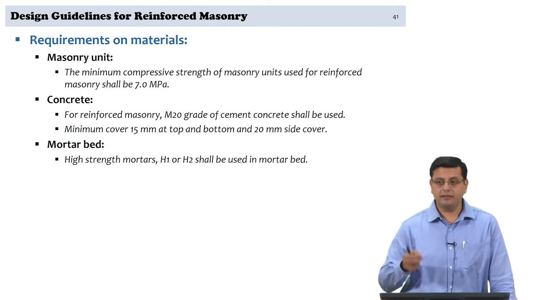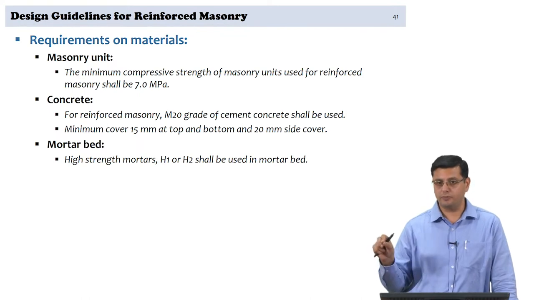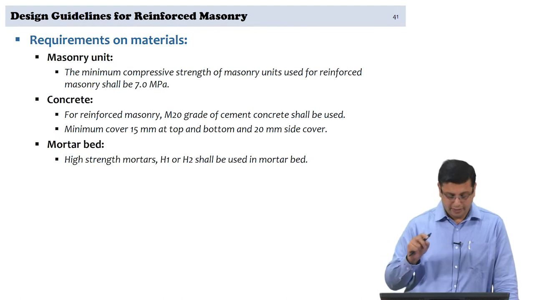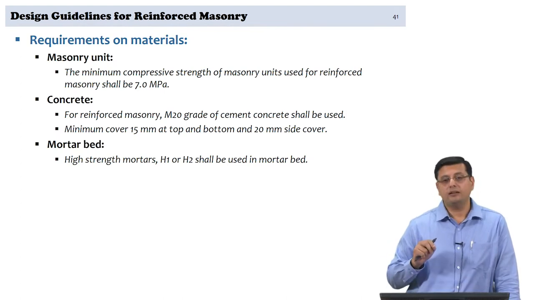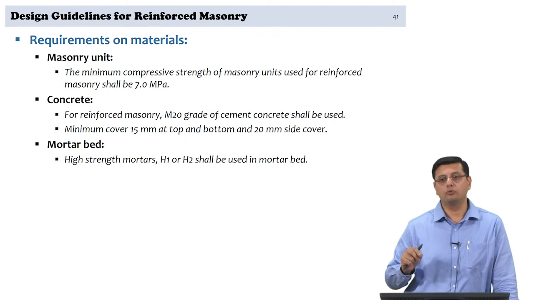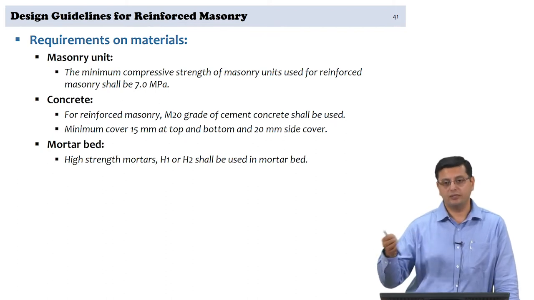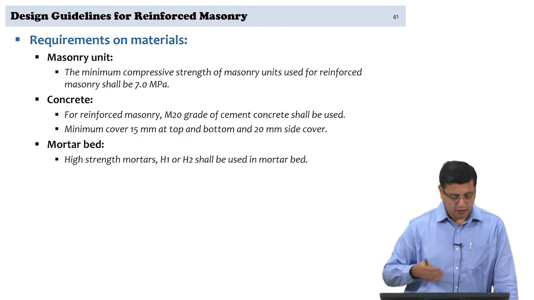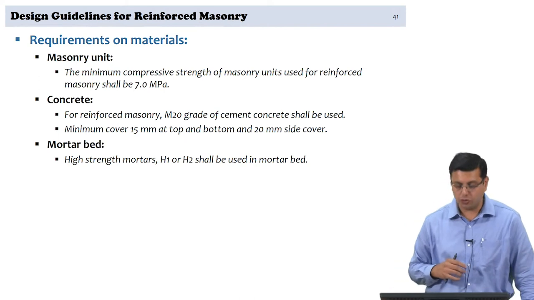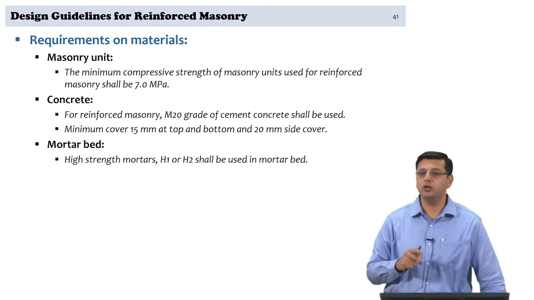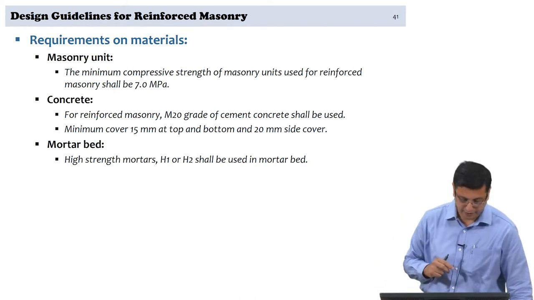If you are placing joint reinforcement, you do not have concrete in the joint, you have just mortar in the joint, and you have to use high strength mortars. You are not allowed to use weak mortars, and this is primarily from the point of view of durability. Higher the strength of mortar, lower will be the porosity, and therefore, high strength mortars category H1 and H2 shall be used if you are using bed joint reinforcement, joint reinforcement itself.